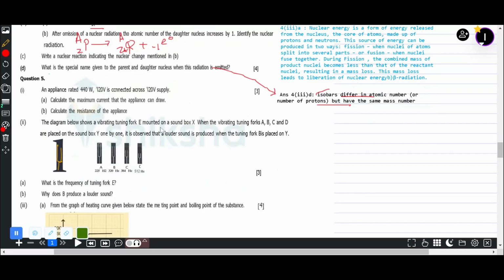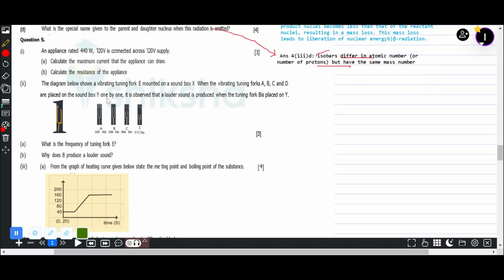Now next one. An appliance rated 440 watt, 220 volt is connected across 220 volt supply. I think it is 220 volt supply. Here by mistake it is printed as 120 volt. Let me check. Okay, so this is 220 volt.